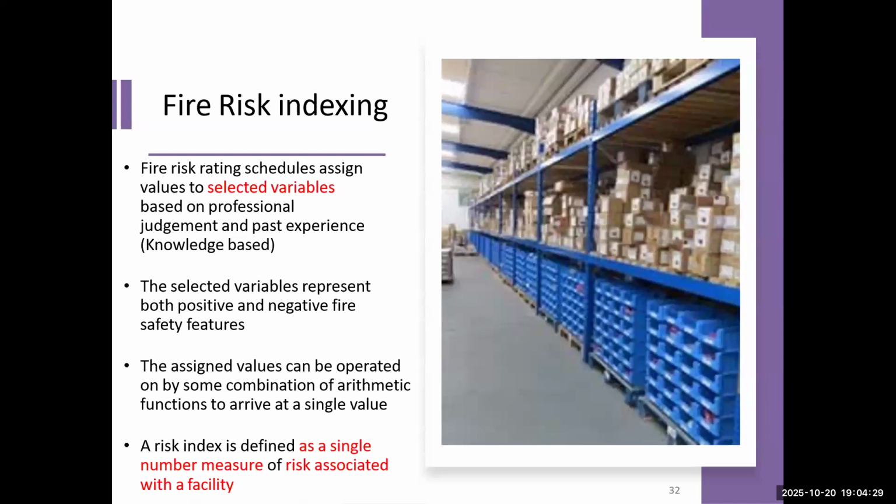The mechanics of indexing work by using a knowledge-based rating schedule. This means we assign numerical values to key variables, things like occupant load, presence of sprinklers, or complexity of escape routes, based on professional judgment and past experience. These variables capture both positive safety features like the alarm system and negative ones like combustible material. Through a defined set of functions, these scores are combined to produce a single and powerful number, the risk index. This index gives us a straightforward, comparable measure of the risk associated with an entire facility.